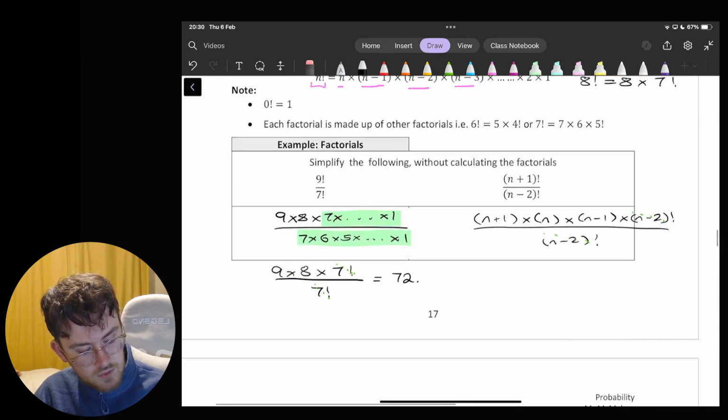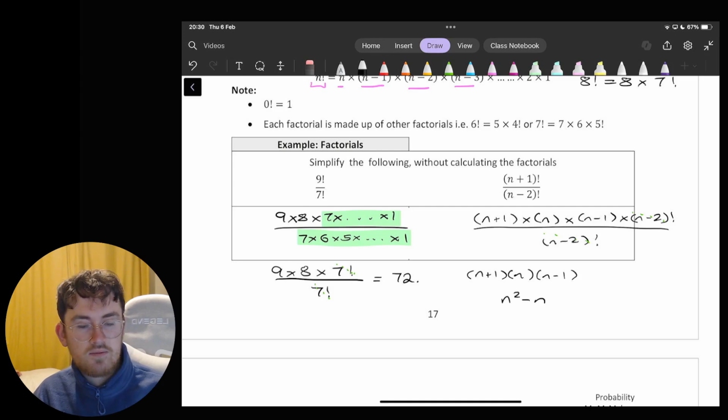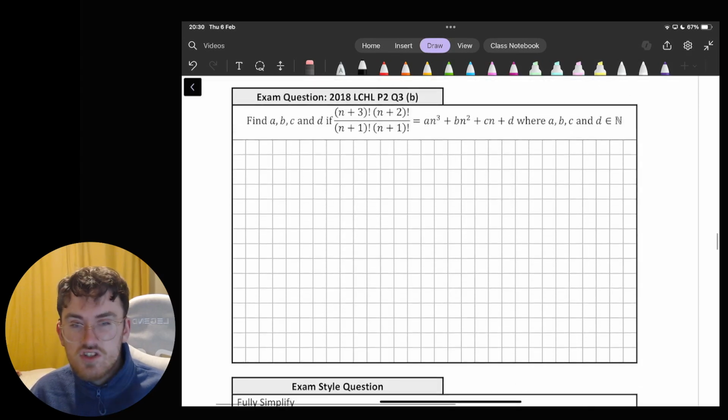And we get n plus 1 times n minus 1. Okay, we're not really asked to multiply it out, but n squared minus n, or n cubed actually even, minus n there, would give me my multiplication there. So let's do another example or two really of just reducing these factorials, okay?